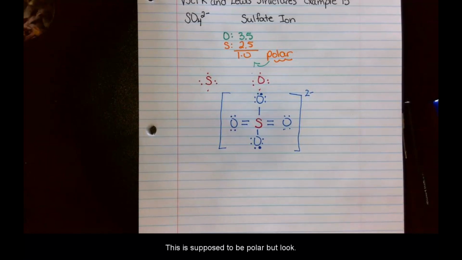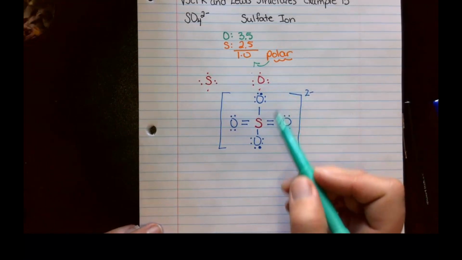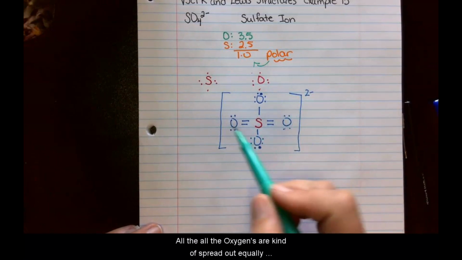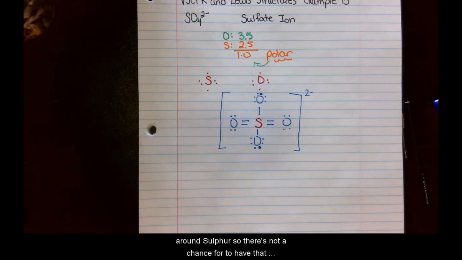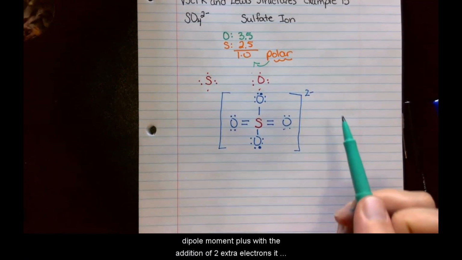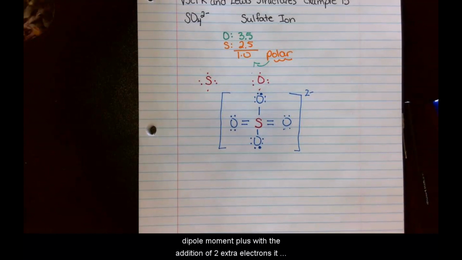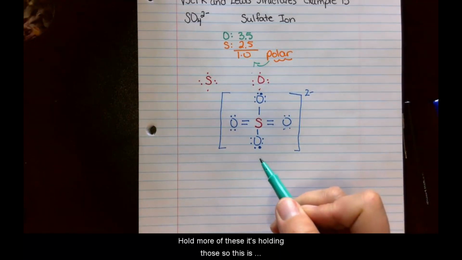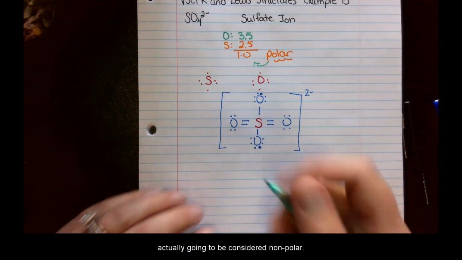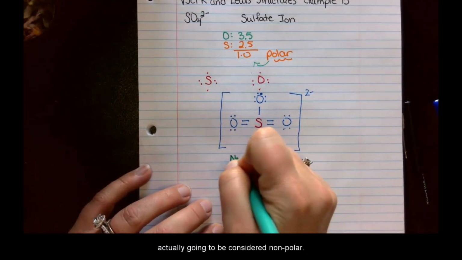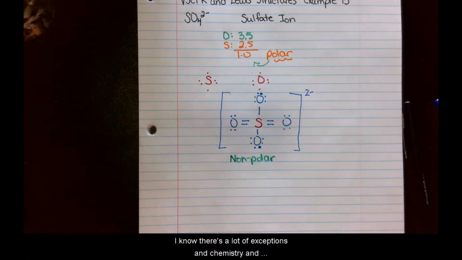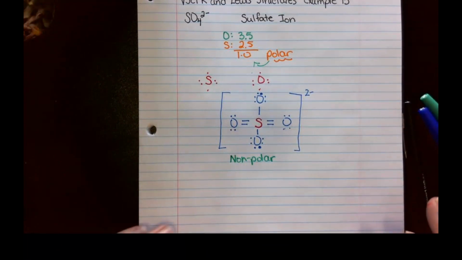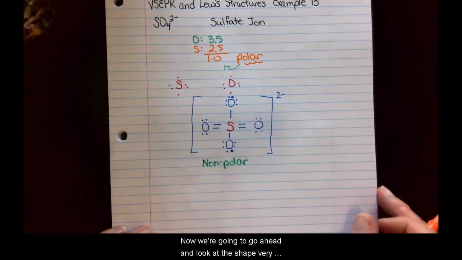Now, this is supposed to be polar, but look, all the oxygens are spread out equally around sulfur, so there's no chance for it to have a dipole moment. Plus, with the addition of 2 extra electrons, it cancels out the need to hold more because it's holding those. So this is actually going to be considered nonpolar. I know there are a lot of exceptions in chemistry and it can be difficult. Now we're going to look at the shape very quickly.